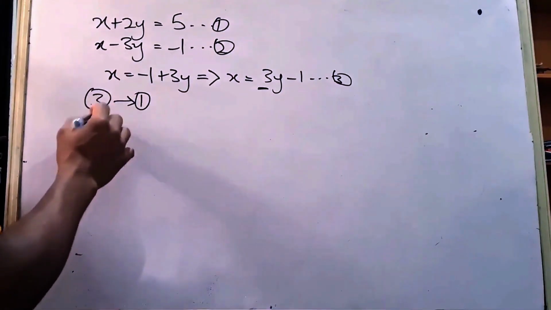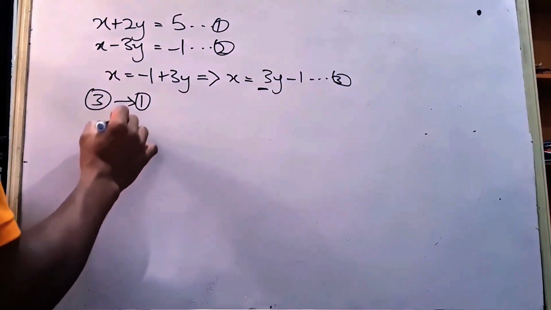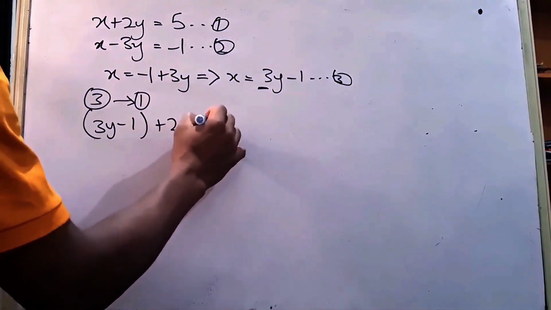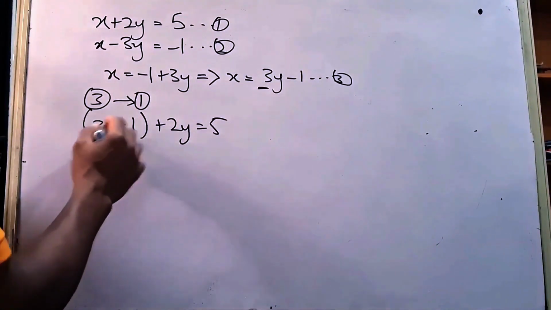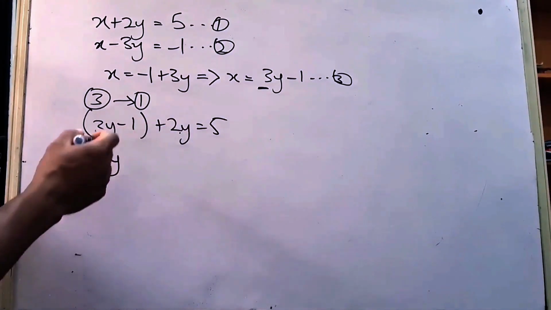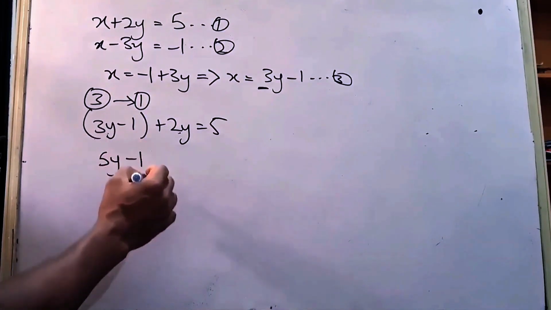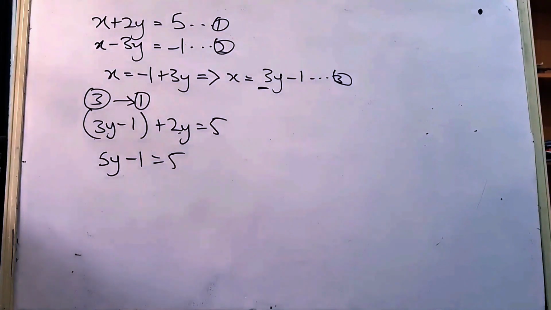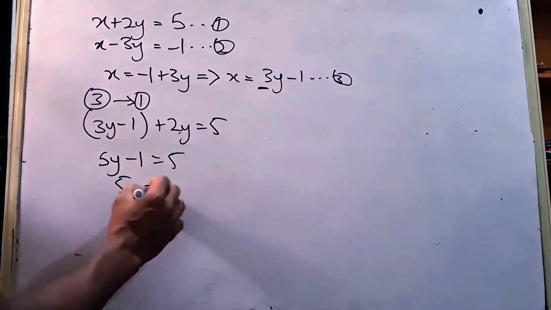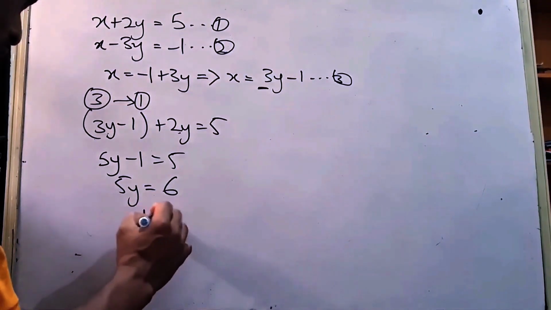So we take equation 3, substitute it into equation 1. So we have x plus 2y, this is x. So we have 3y minus 1 plus 2y is equal to 5. This implies that we collect like terms, so you have 3y plus 2y, which is 5y, so you have 5y minus 1 is equal to 5. Okay, we move minus 1 to the other side, 5y is equal to 5 plus 1, which is 6, means that y is equal to 6 over 5.